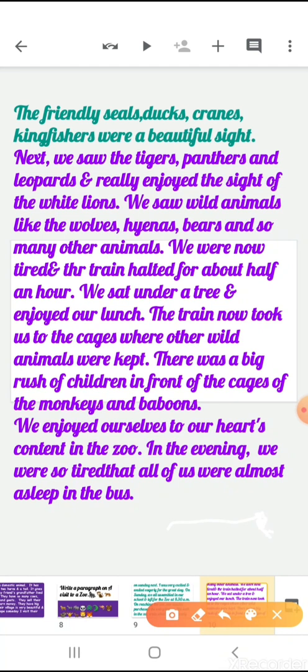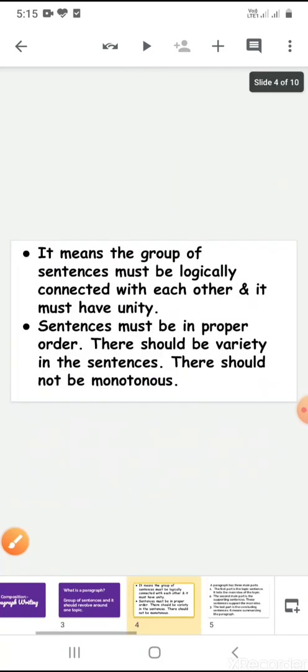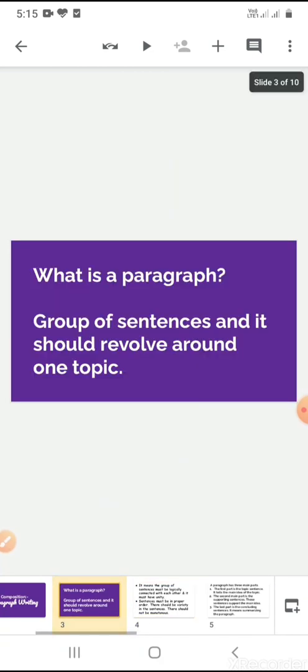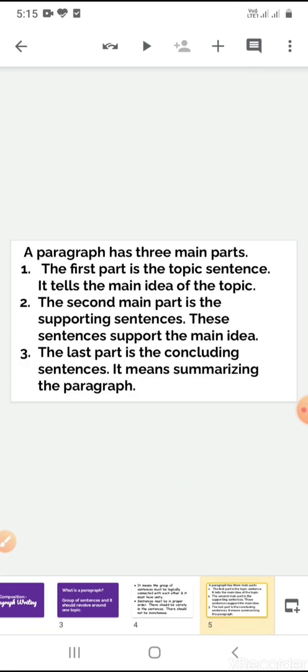I hope now you can write any paragraph which is given to you, right? Because now you know how you have to write down the topic, and how you have to start the paragraph. The paragraph should be a group of sentences, and each sentence must be logically connected with the others. It should be in a proper order, and there should be a variety in the sentences. The paragraph is based on three main parts. First is topic sentences, then supporting sentences, then concluding sentences. Right, children?